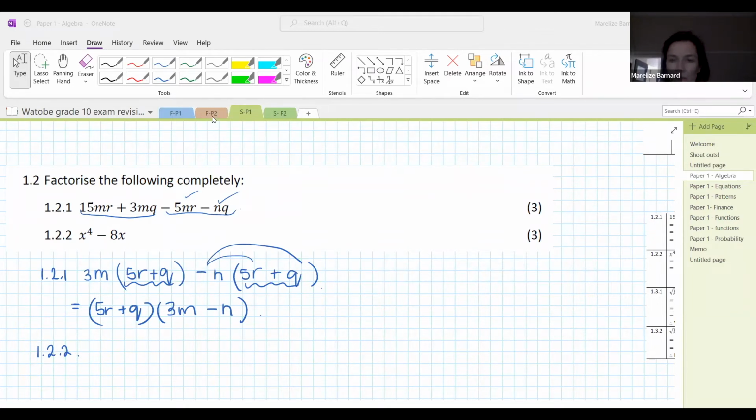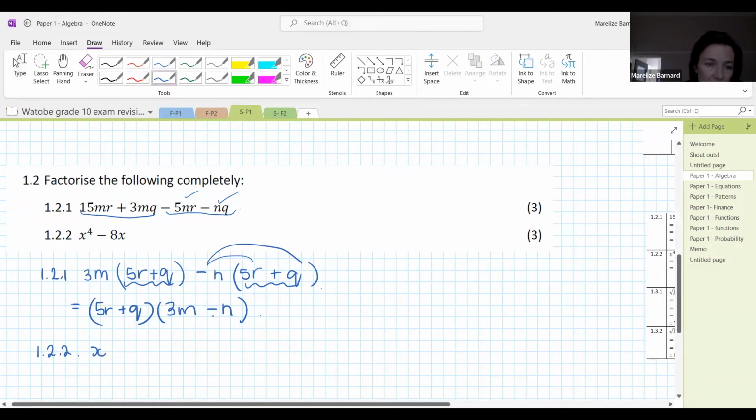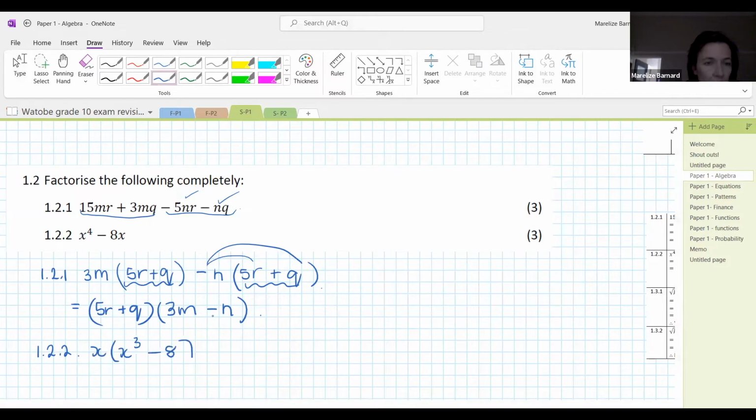Okay, we have got time up, so it's 18:18. So we've got x to the power of 4 minus 8x. We're going to take out an x as a common factor to start with. And then we have x cubed minus 8.